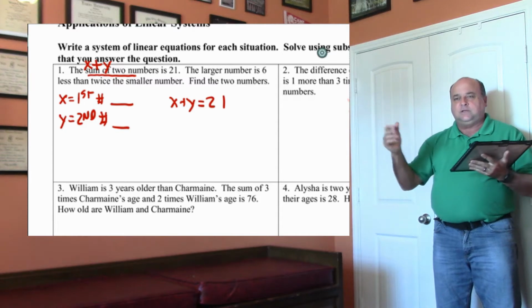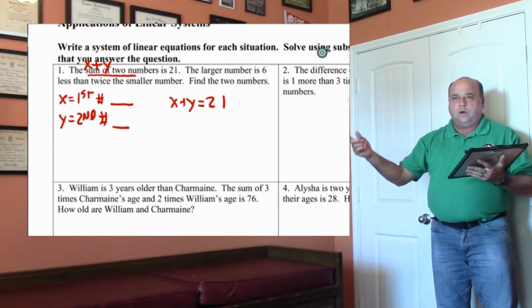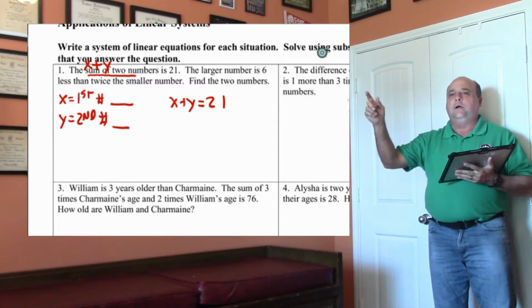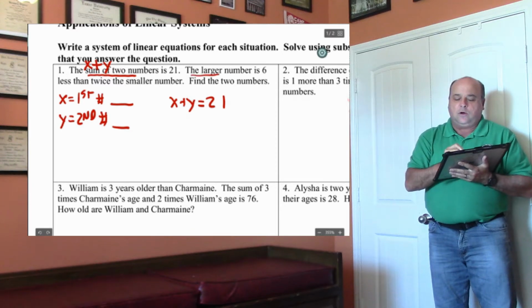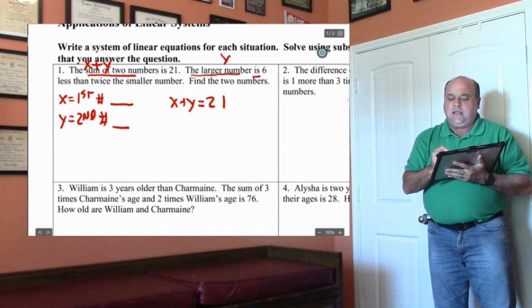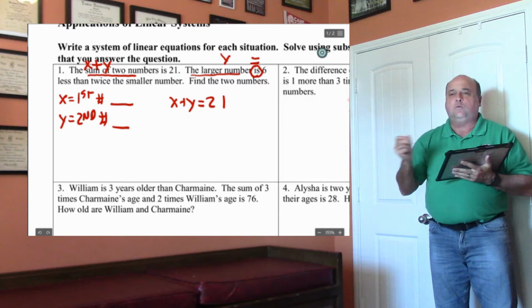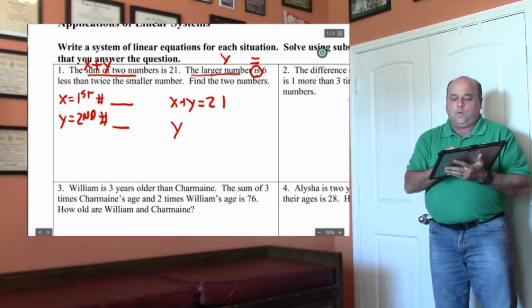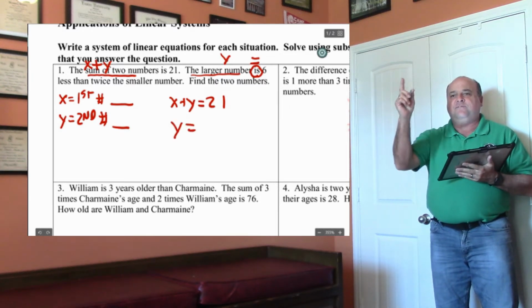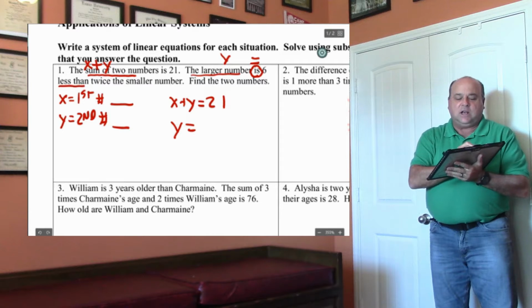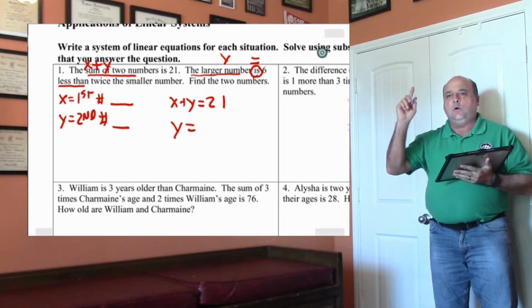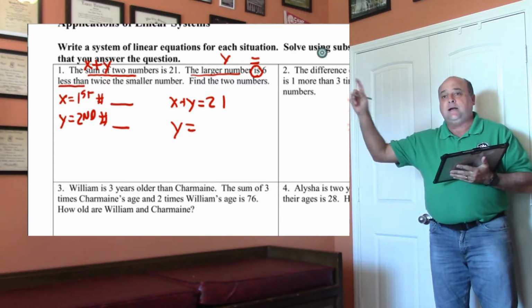Now this is where it gets a little bit tricky. Let's say the larger number is y. You could pick either one. So we'll just say the larger number is y. The "is" will turn into our equal sign, so we're going to have y equals. Now find the add or subtract word. It's "less than," so I know I'm going to have y equals something minus something.